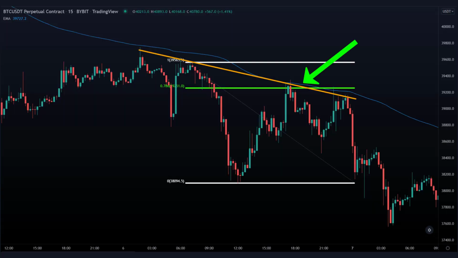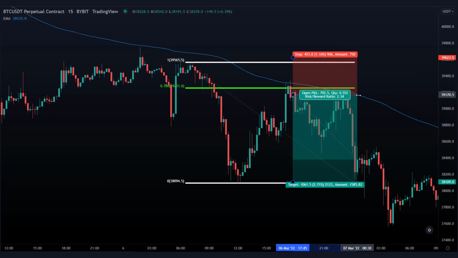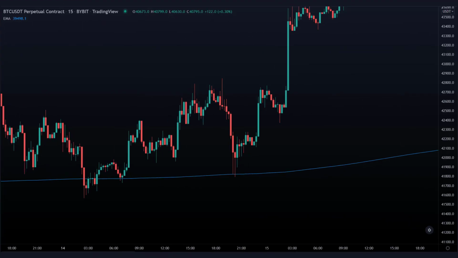We have the 0.786 level itself, next to it we have the moving average, and next to it another trend line resistance. So this is the ideal place to make a selling position. You see this one obviously closed nicely in profit. The point is that you, as a trader, should always be able to find as many advantages for yourself as possible. The more advantages you have, the bigger the chance that the position will succeed.